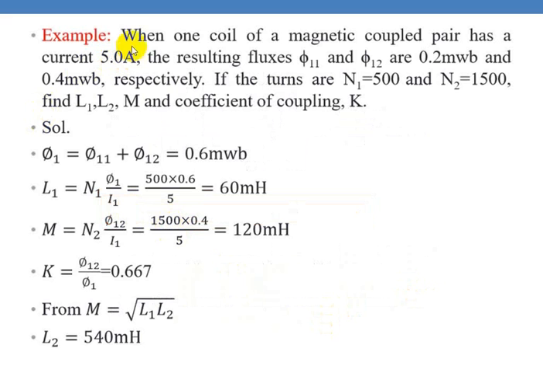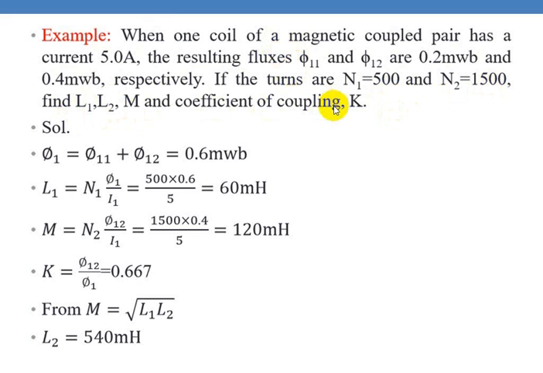Next example. When one coil of a magnetically coupled pair has a current of 5 ampere, the resulting fluxes Φ11 and Φ12 are 0.2 milliweber and 0.4 milliweber respectively. If the turns are N1 equal to 500 and N2 equal to 1500, find L1, L2, M and the coefficient of coupling K. I think you have understood this problem.